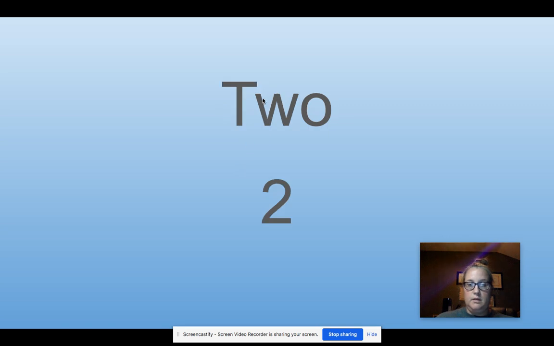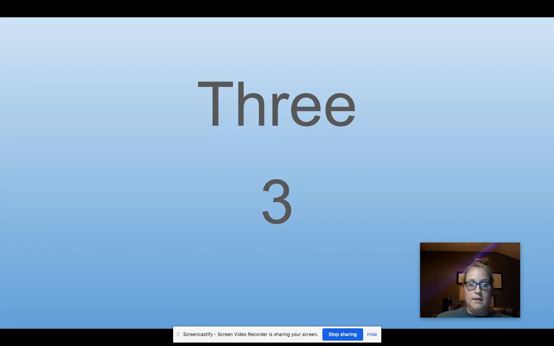Here is our next one, the number 2. T-oo. When we sound it out, t-t-oo. Can you sound it out with me? T-t-t-oo. And whenever we look at it, it looks like this. It looks like this is the number 2. What was this number again? 2, that's right. Here is our next number.